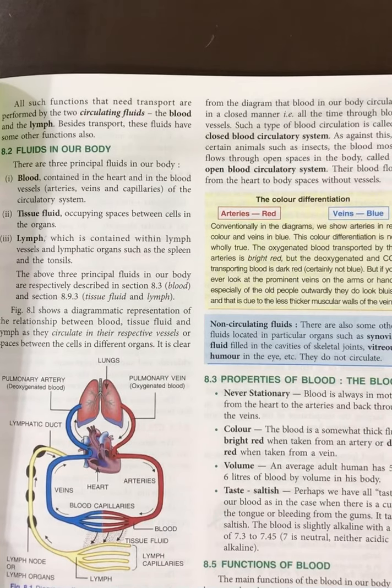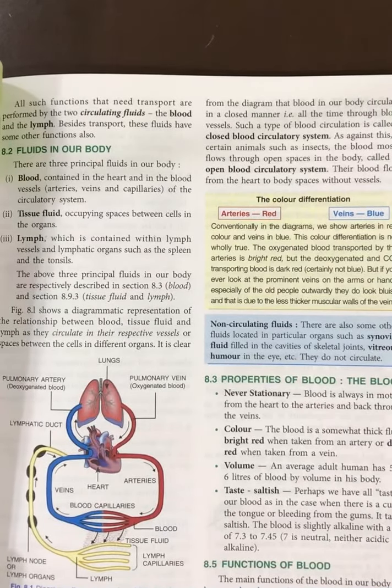First, we are going to study about fluids in our body. The fluids which are there in our body are blood, tissue fluid, and lymph. Blood is contained in the heart and in the blood vessels of the circulatory system. And tissue fluid occupies spaces between the cells in the organs. You know, these organs have spaces between them, and those spaces are filled up with the cells, and those cells contain this fluid.